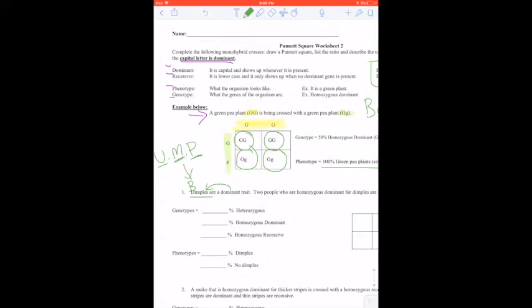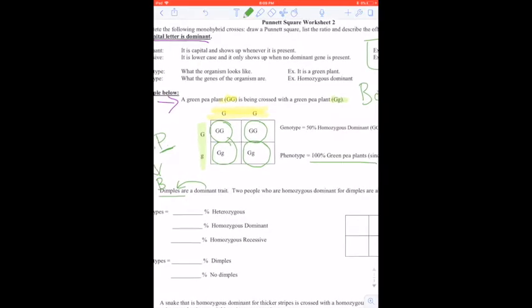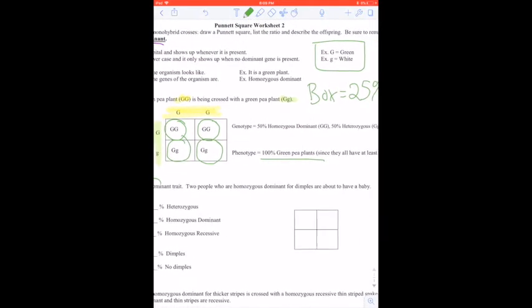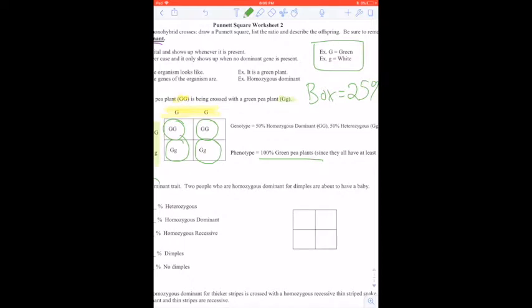And then the P stands for parents. Now I'm going to go look for the parents and figure out what their letters are. So it says 2 people who are homozygous dominant for dimples are about to have a baby. When I look at that, I see the word homozygous. If I see homozygous, I should be thinking to myself, what does homozygous mean? When I think back to my word art, it means same.